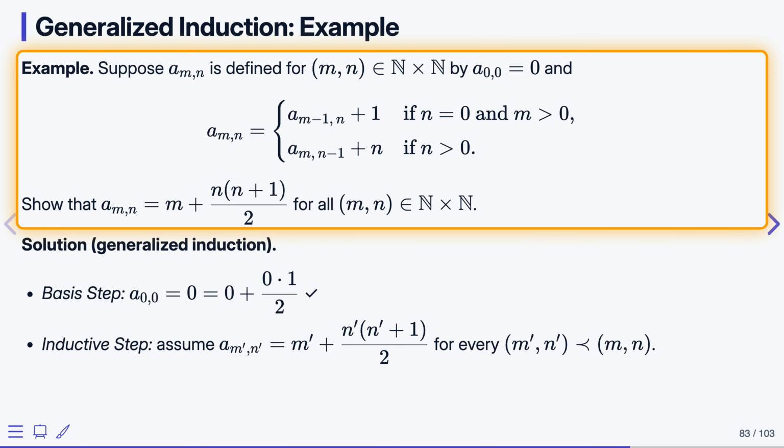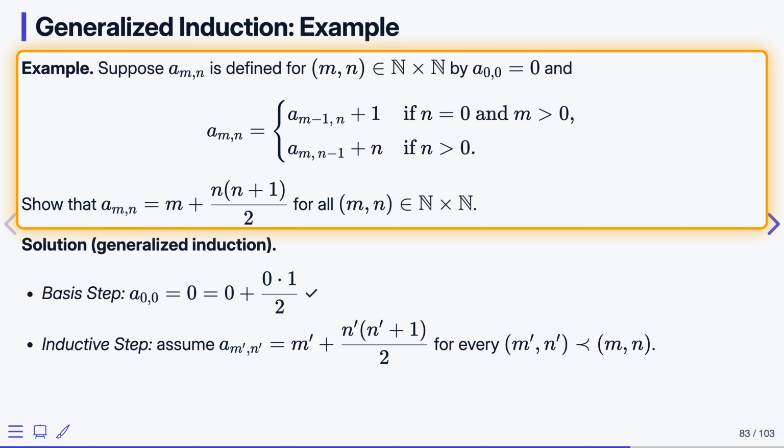This example has a sequence with two indexes, m and n. It starts at a sub-zero 0, which equals 0. The recursive rule has two cases. If n is 0 and m is bigger than 0, then a sub-m,n equals a sub-m minus 1,n plus 1. If n is bigger than 0, then a sub-m,n equals a sub-m,n minus 1 plus n.